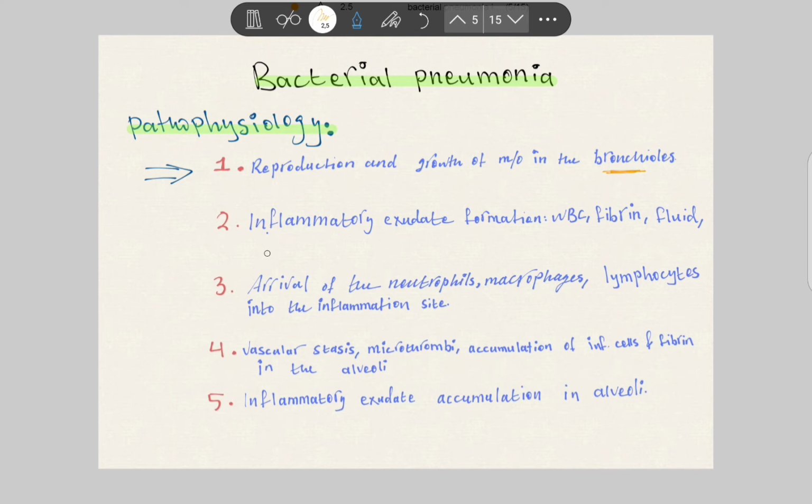So next, after residing of microorganisms, they make inflammatory exudate. The contents of this exudate are WBC, leukocytes, fibrin, and fluid. The migratory cells, such as neutrophils, macrophages, and lymphocytes, reach the inflammatory site. So this makes the inflammatory exudate accumulate in the alveoli. So here the story begins. The story of pneumonia, of course.